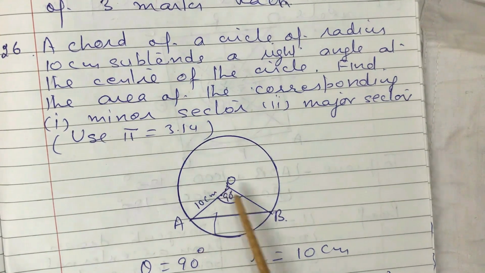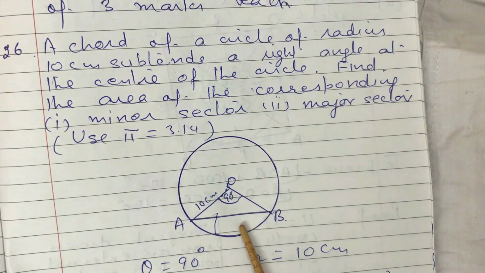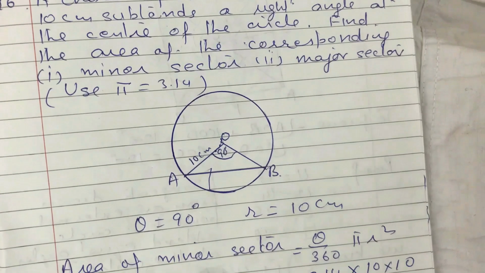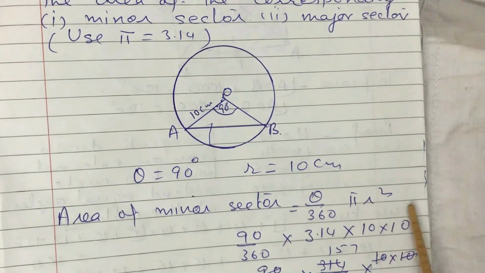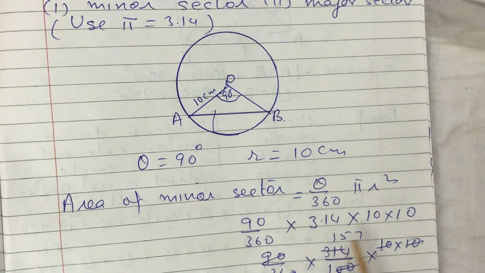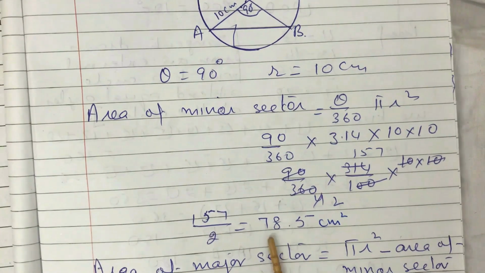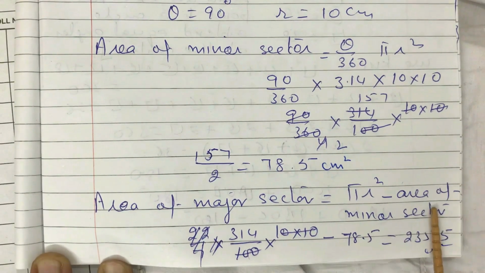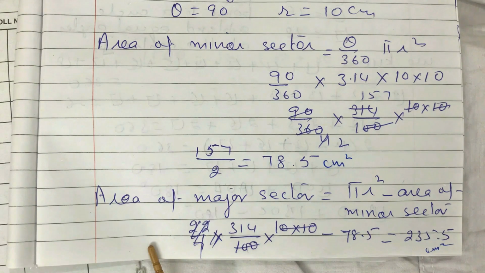Now area of the minor sector is theta by 360 into pi r square. The area of the major sector is pi r square minus area of the minor sector. Here theta is equal to 90 degree, r is 10 centimeter, and the value of pi you are going to take is 3.14. When you calculate it, you will find 78.5 centimeter square. Now area of the major sector is pi r square minus area of the minor sector. When you substitute the values here, you will get 235.5 centimeter square. That is the area of the major sector.